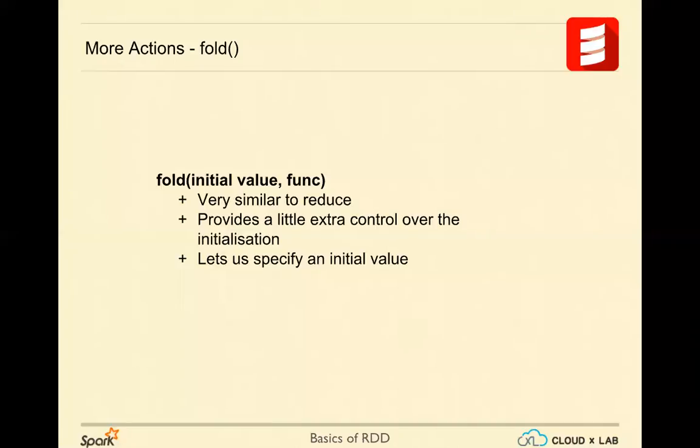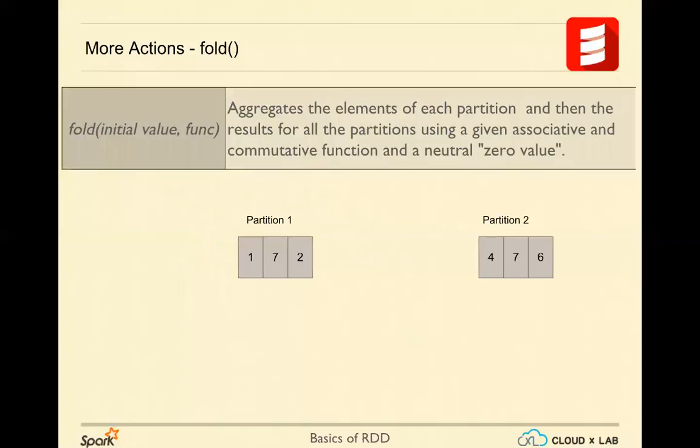So the reduce function was actually not very customizable or controllable, right? So fold provides a little extra control over the initialization. That's all. What it does is it aggregates the elements of each partition, okay, and then the results of all the partitions are aggregated together using the given function which you pass as the argument, and a neutral zero value.